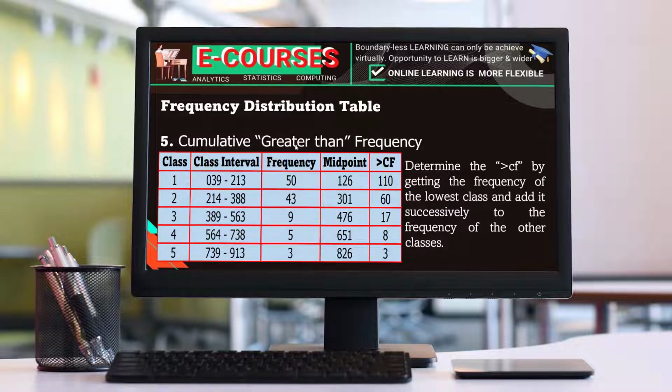The fifth component is simply the opposite of the less than cumulative frequency. This is the greater than cumulative frequency. We need to start at the bottom part of the table. We copy the frequency of class 5, which is 3. 3 plus 5 is equal to 8. 8 plus 9 is 17. 17 plus 43 is 60. And 60 plus 50 is 110. So that's the greater than cumulative frequency.